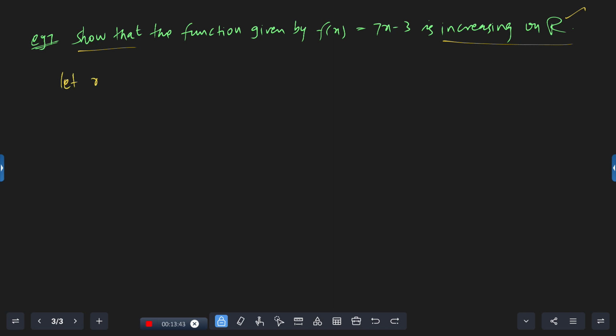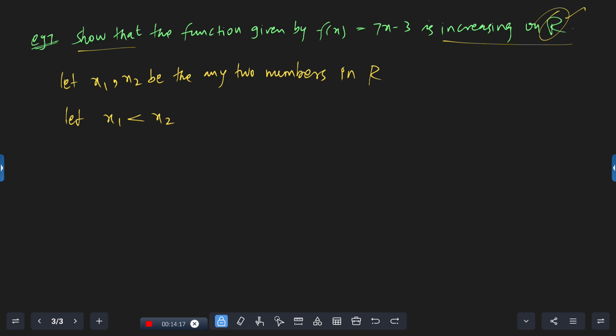Let x1, x2 be any two numbers in the interval I. What does I mean here? I means the real numbers they gave, so you directly write real numbers, R. Now assume, or you can also write let, the first condition: x1 less than x2. We are assuming like this.